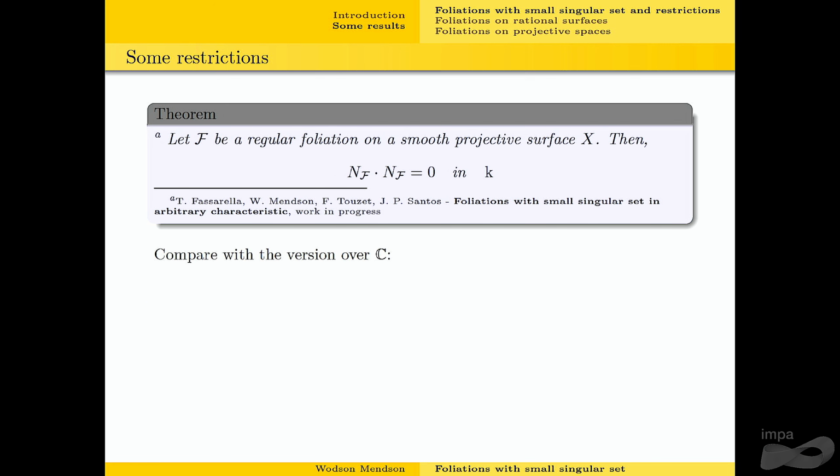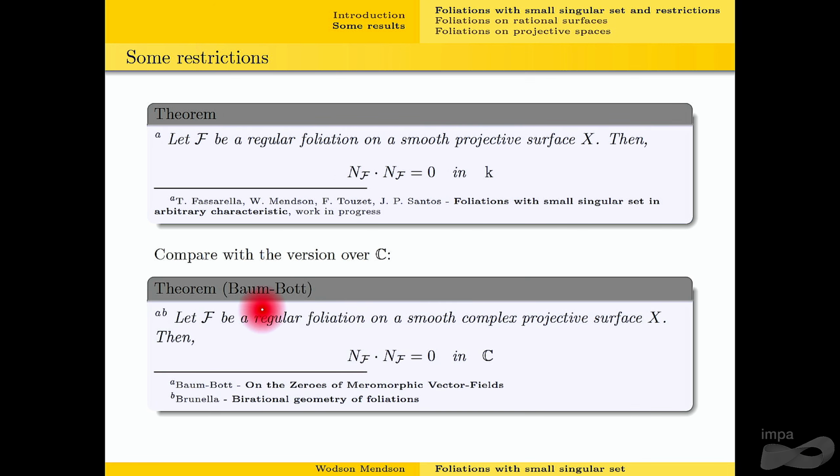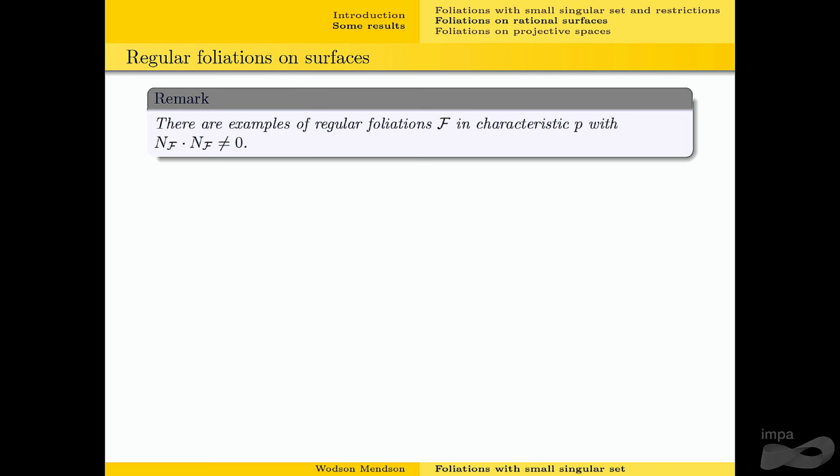And I present you this theorem. This is related to the Baum-Bott theorem, which is more general, but this is a particular case. So if you have a regular foliation on a complex projective surface, then N_F times N_F is 0 in the complex numbers. Here, just a remark that we have examples of regular foliations in characteristic 2 specifically, where this number is not 0 when you look in the integer ring. This is a number that is not 0, but it is a multiple of p.